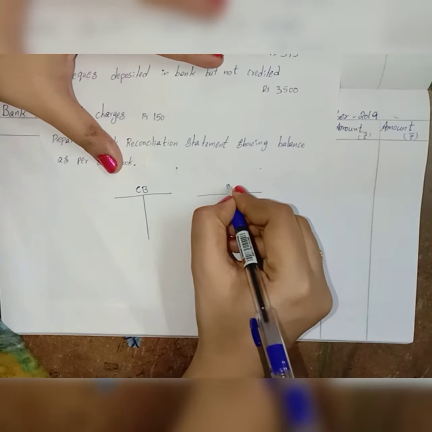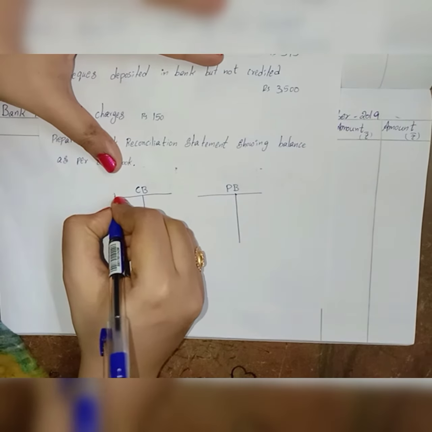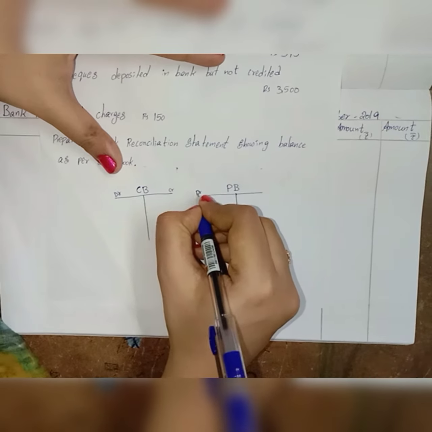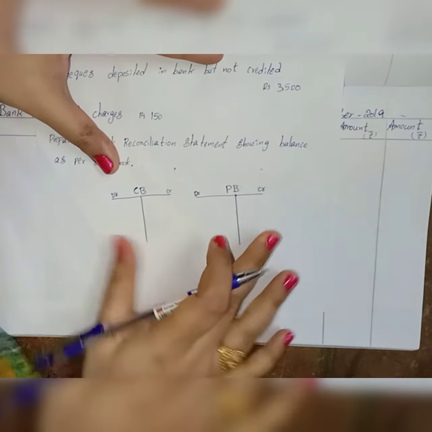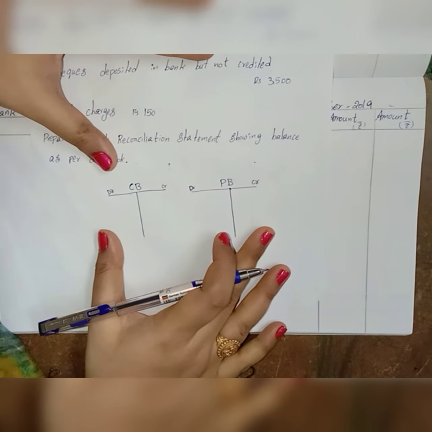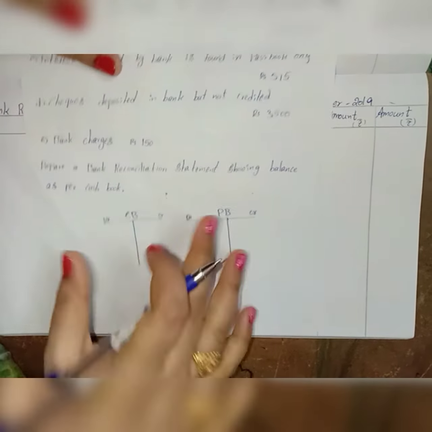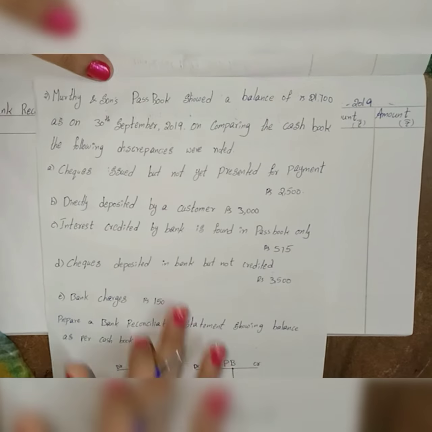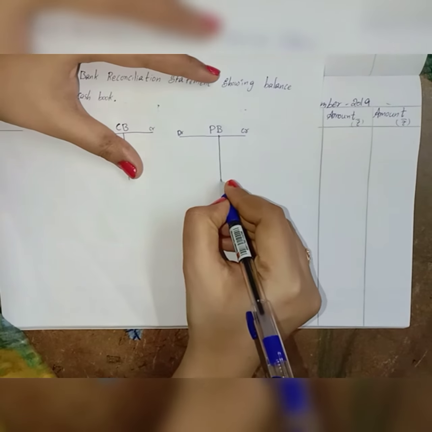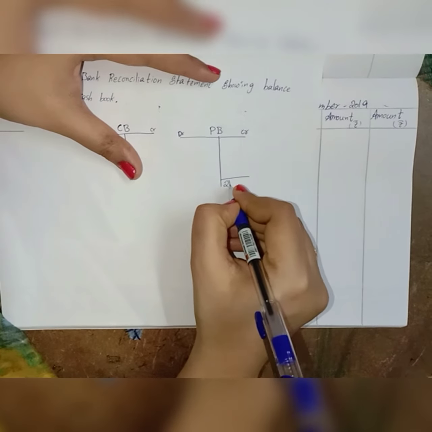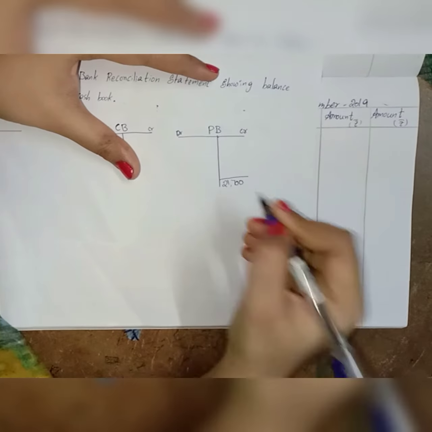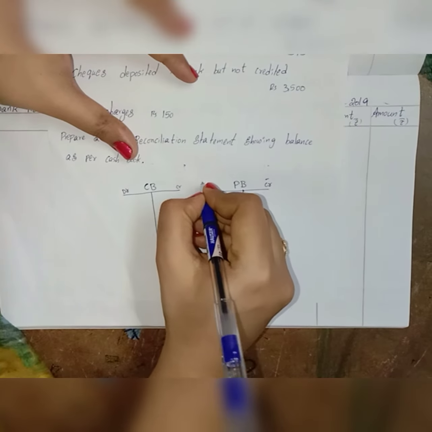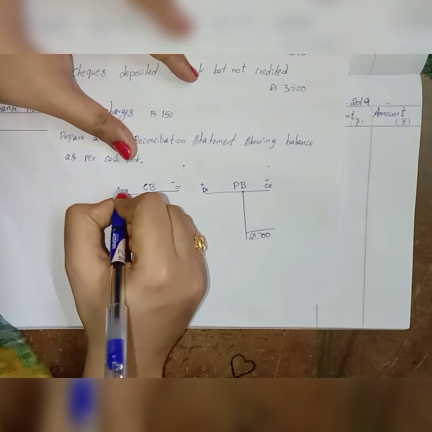Let us draw the rough pro forma for cash book and passbook. CB cash book, PB passbook. It contains debit and credit columns. Right, here it is given the passbook balance, and the balance is 21,700. Passbook balance means credit balance, 21,700. So minus credit, plus debit.